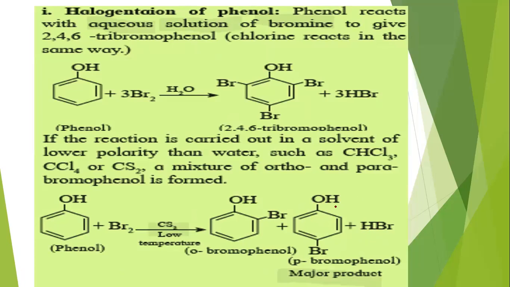Yes, now parabromophenol is the major product. It is the major product because Br and OH are far away from each other, so it is more stable than the ortho product, where OH and Br are close to each other, and because of steric hindrance their stability is weak.